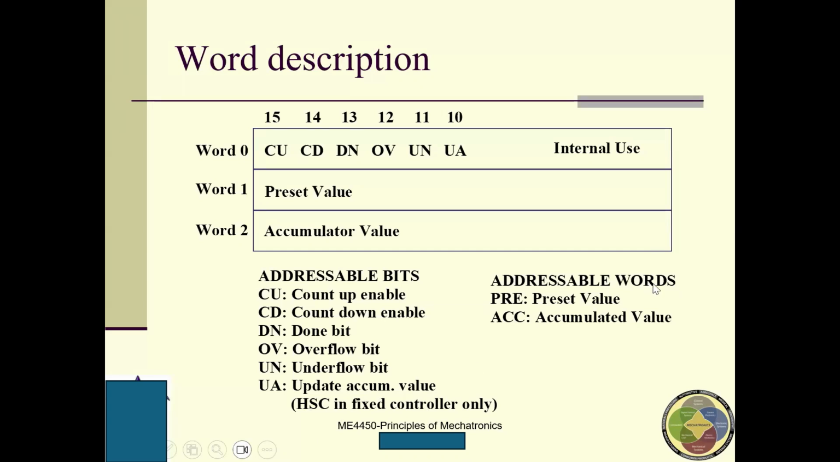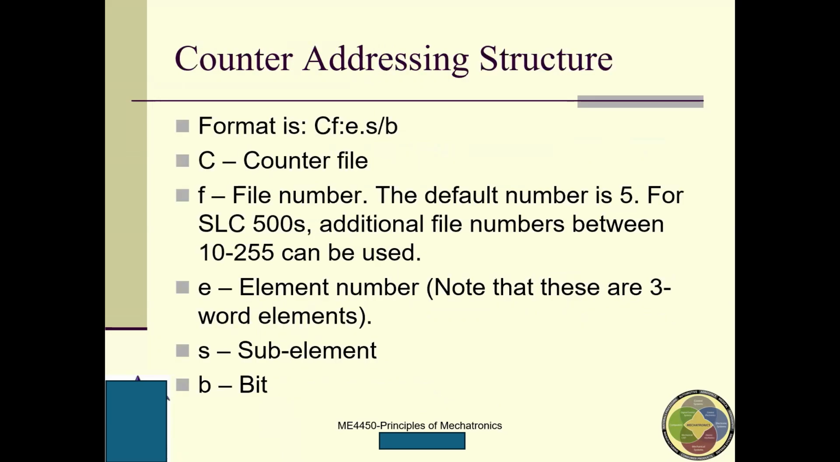So for accessible words, you can just get this preset value. If you want to visit the preset value, you can just get the preset value. And also you can get the current ACC value. Questions regarding this slide? No question? And then the counter addressing structure.